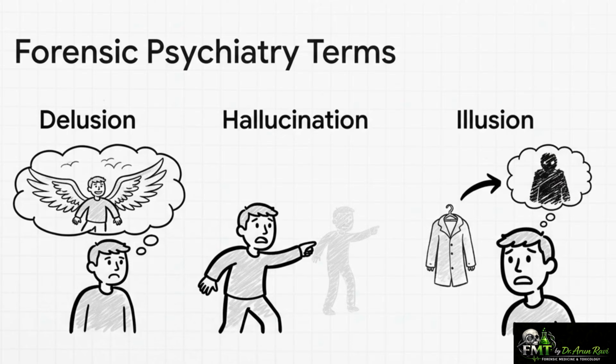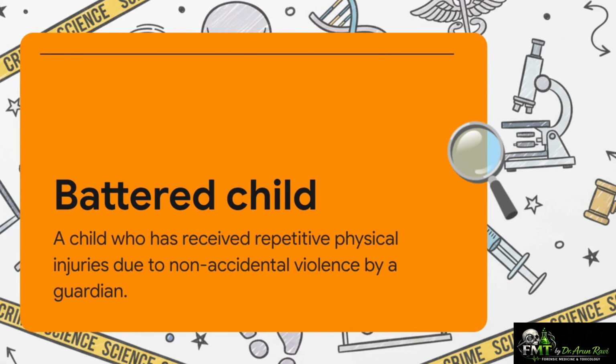But an illusion, that's different. That's when you misinterpret something that is actually there, like thinking a coat rack in a dark room is a person. Now, this is a really tough but incredibly important definition. The term battered child isn't just about a single injury. It specifically refers to a pattern of repeated, non-accidental injuries from a caregiver. This is where forensic medicine plays such a vital role in identifying these tragic situations and protecting children.